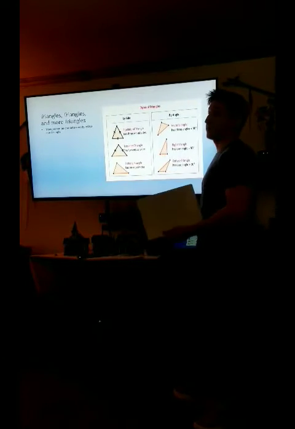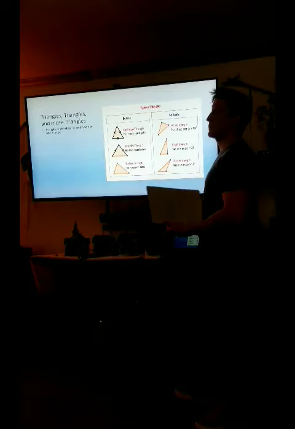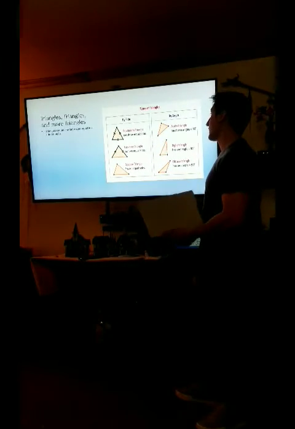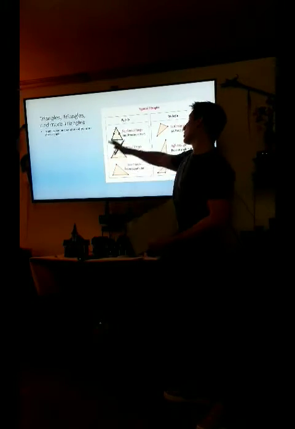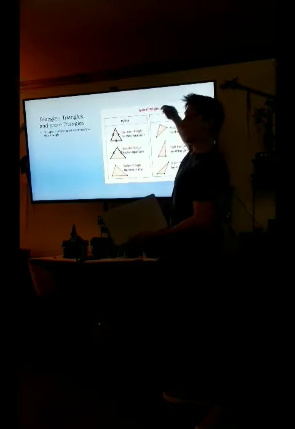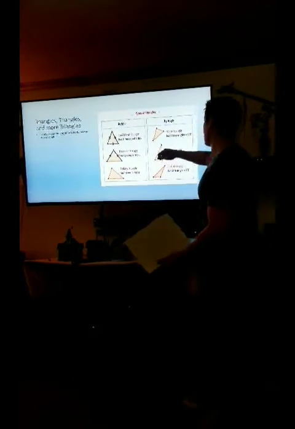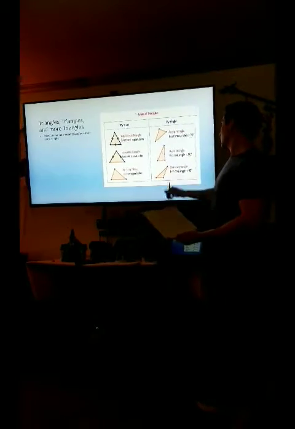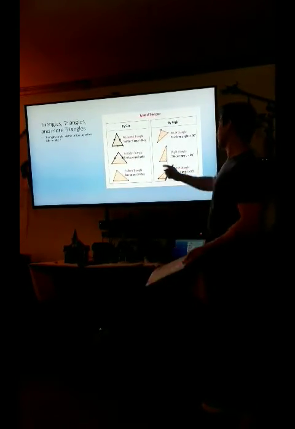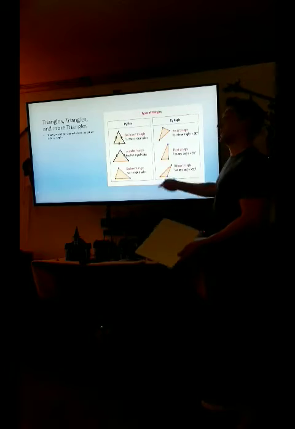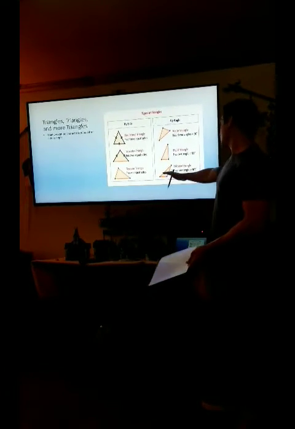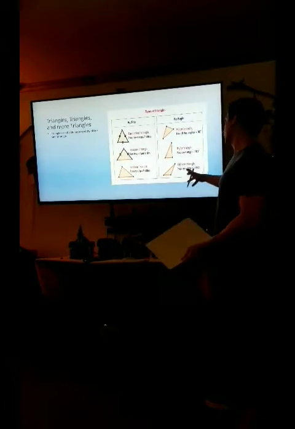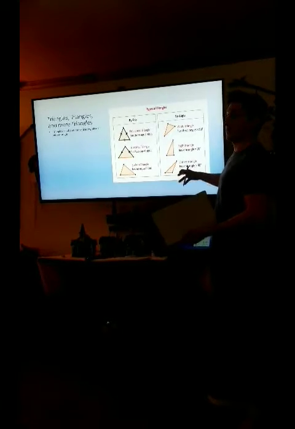So here we have the triangles that we're going to go over. We can put them into 2 different categories. You can categorize them by side or by angle. So the acute triangle has 3 angles that are all less than 90. The right triangle has 1 angle that's 90, and the other 2 angles add up to 90 degrees. The obtuse triangle has 1 angle that's greater than 90, and the other angles that are less than 90.